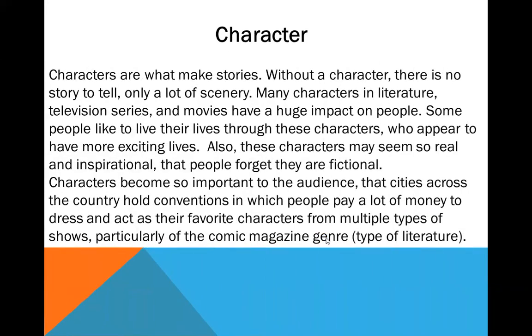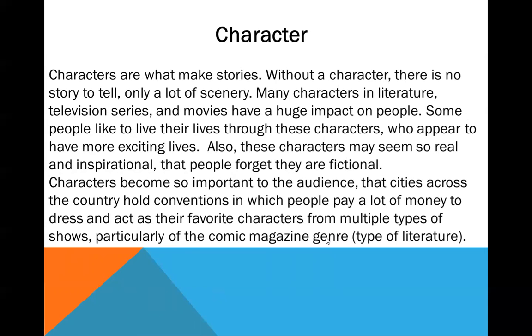Here, the next element of the drama is character. So, what does the character mean? Characters are what makes the story. See, characters means the writer takes some, it may be an animal, it could be a person, it could be nature, whatever it is, okay? He keeps someone to narrate his story, and the writer makes the character talk in the play or in any of the written works. See, characters are what make stories. Without a character, there is no story to tell.